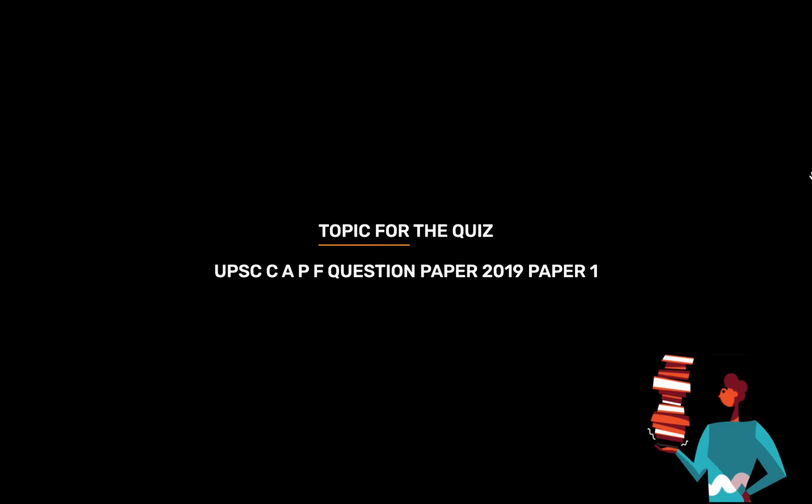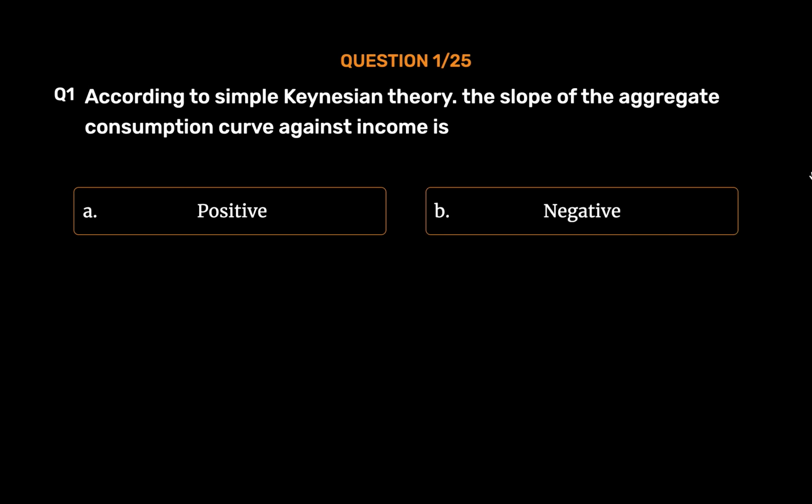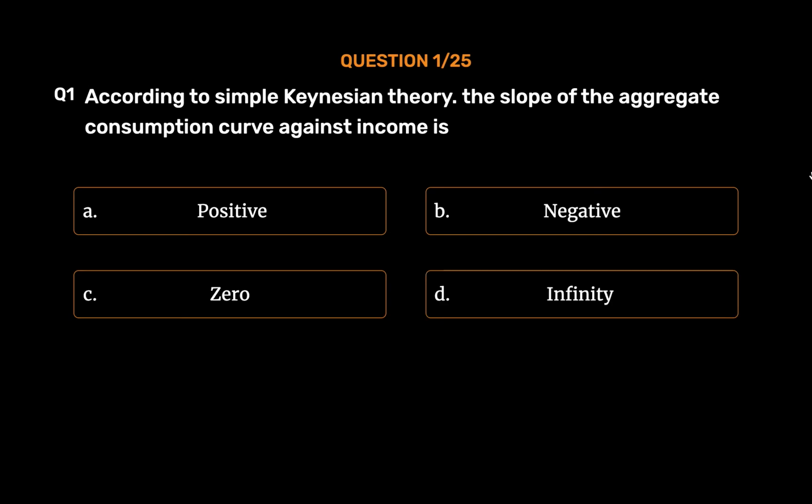Topic for today's quiz is UPSC CAPF Question Paper 2019 Paper 1. Question number 1. According to simple Keynesian theory, the slope of the aggregate consumption curve against income is option A, positive, option B, negative, option C, 0, option D, infinity. The correct answer is option A, positive.